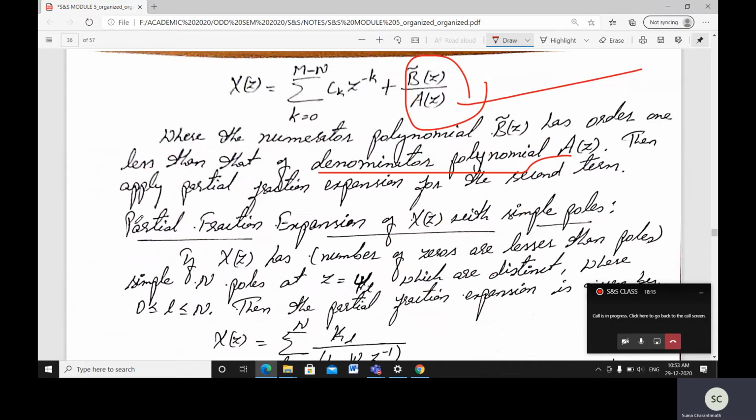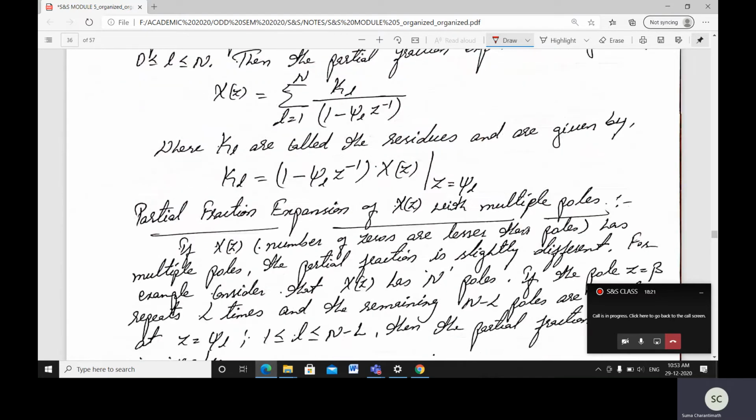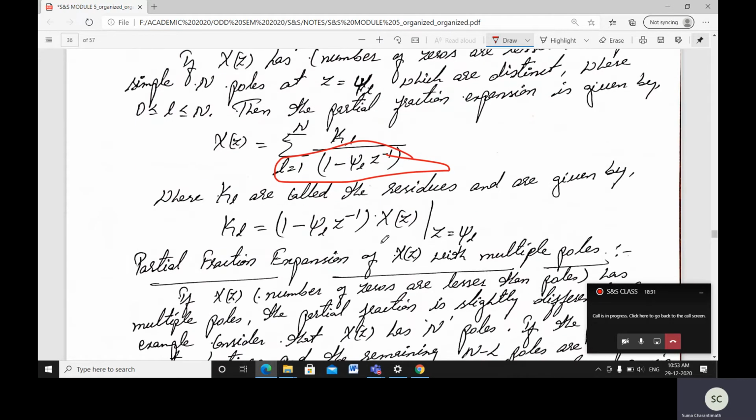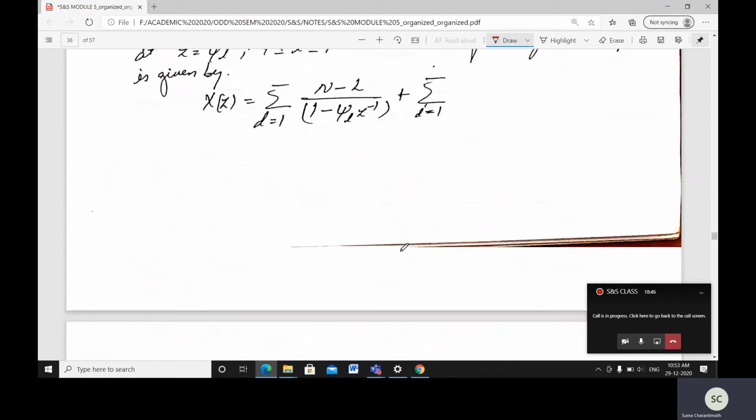Then the partial fraction expansion of x of z with simple poles. It is not necessary to go through it in detail here, based on the number of poles. We will use what we learned in the PU about the partial fraction expansion method, how to find the A, B, C values, and we will follow the same method here.